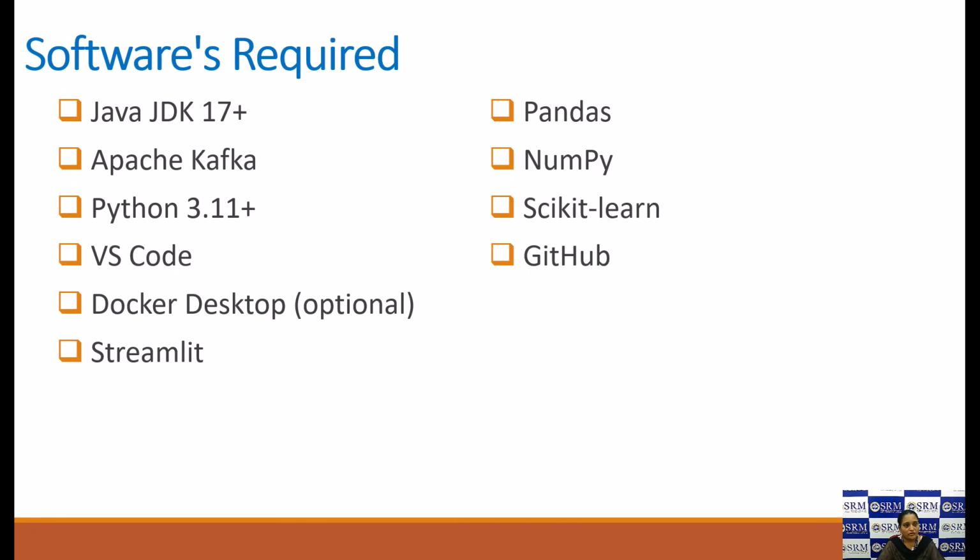Now, how to implement this? I want to stream, so I have to do that. Before that, the requirements are: you have to install Java JDK 17 plus, then Apache Kafka, or you can go for Flink, but Apache Kafka is the best option. Then Python 3.11 or later, because beyond that only it will be supportable. VS Code, Docker Desktop for making the containers, and then Streamlit, Pandas, NumPy, Scikit-learn, and GitHub.